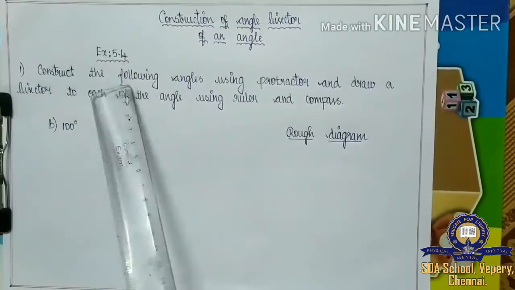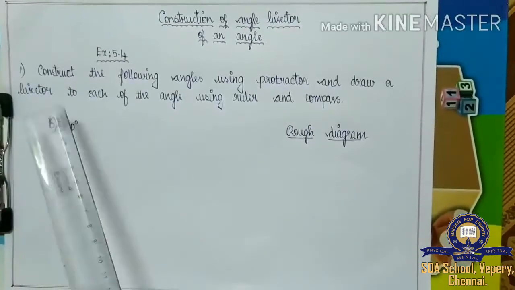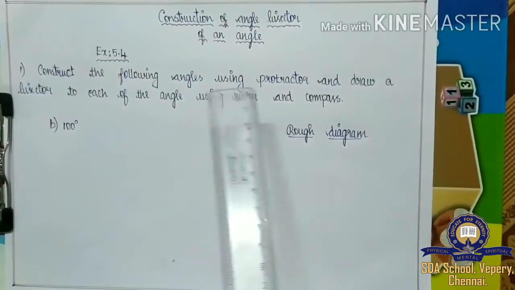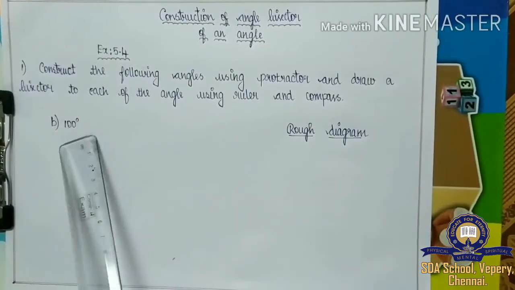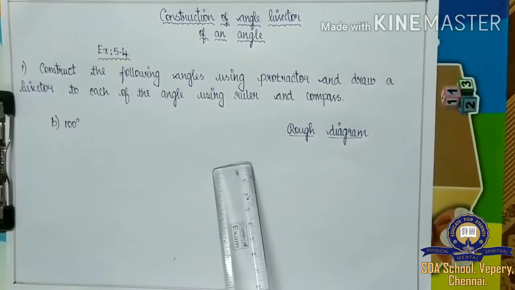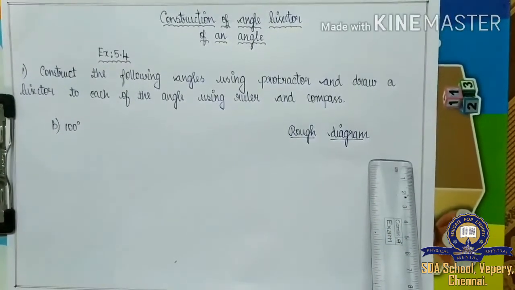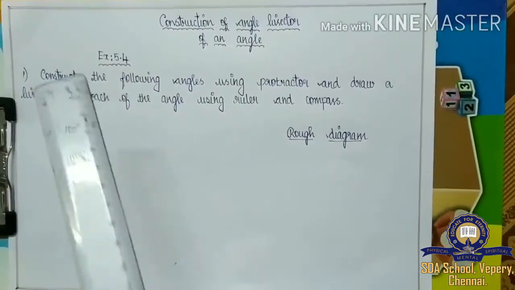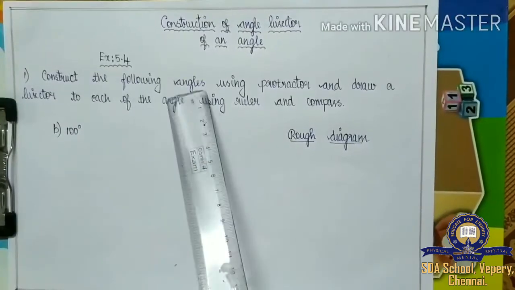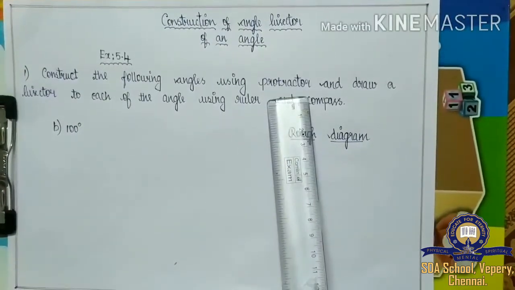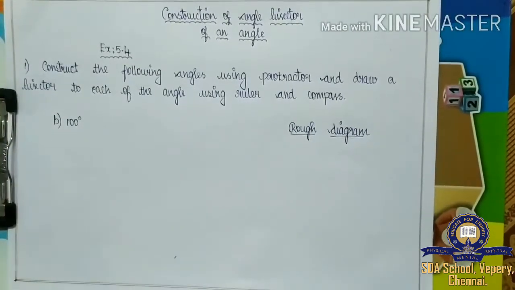First one, construct the following angles using protractor and draw a bisector to each of the angle using ruler and compass. The given angle is 100 degree. The first step for geometry is rough diagram, right? Yes. So I repeat the question and side by side I will draw a rough diagram. So construct the following angles using protractor. First you should draw the given angle with the help of protractor.